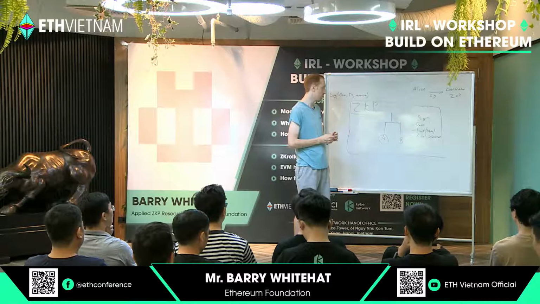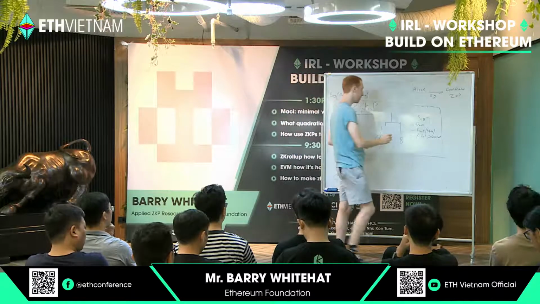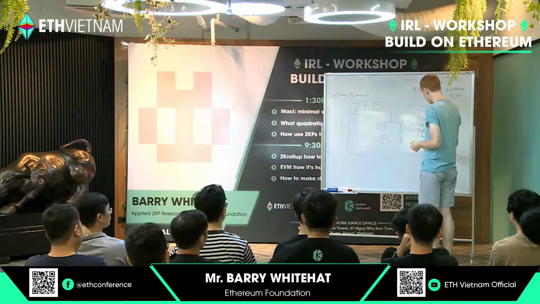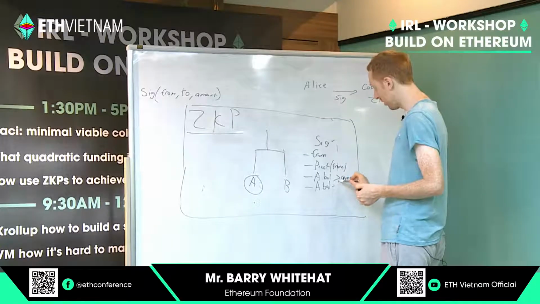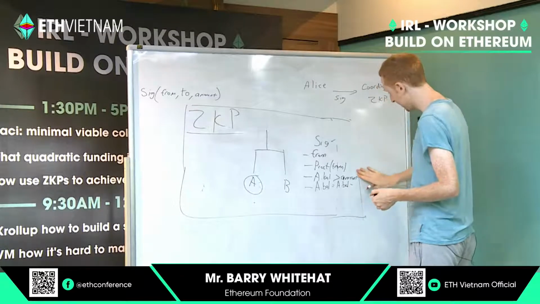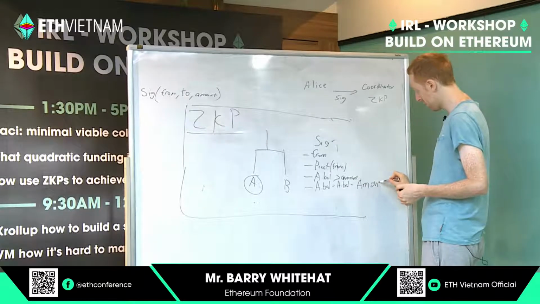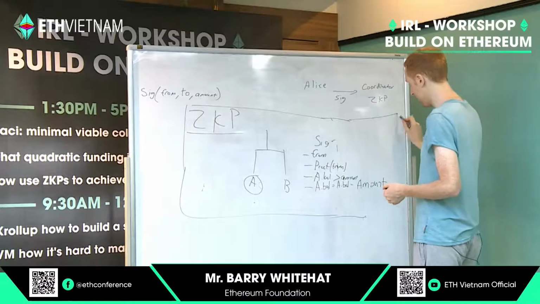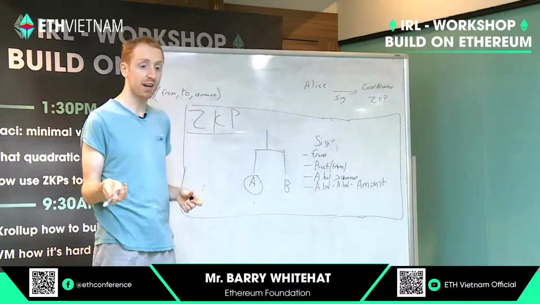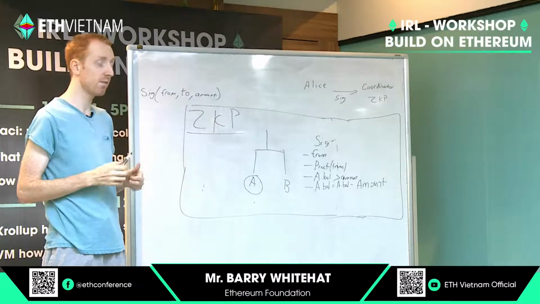Right, so we need to check the balance is correct, and if the balance is correct, then we need to reduce Alice's balance. So Alice's new balance has to equal the old balance minus the amount. So we've successfully processed about half of the transaction. We've taken Alice's leaf and we've subtracted away the money that she wants to send.